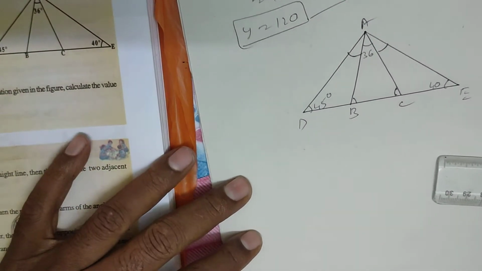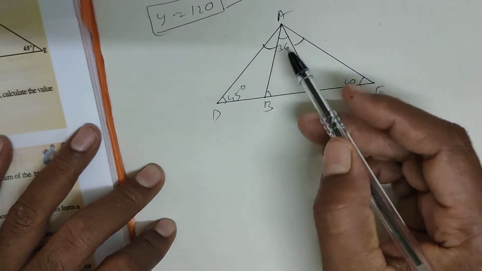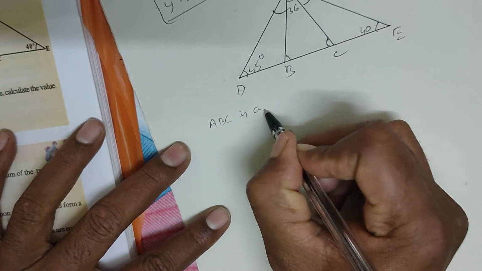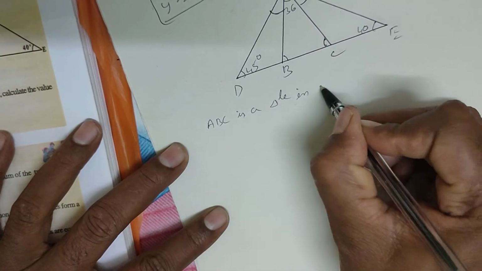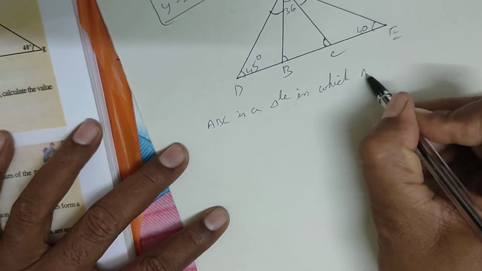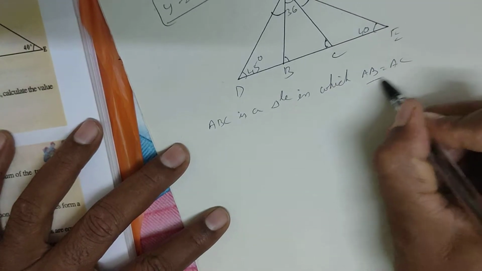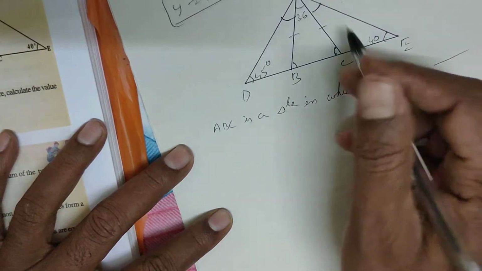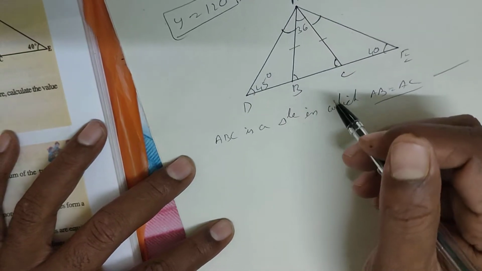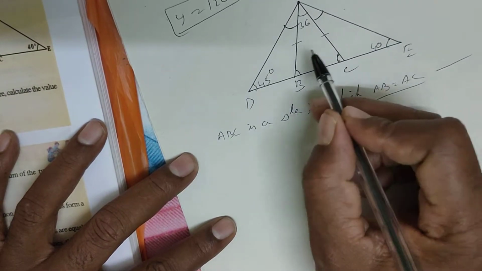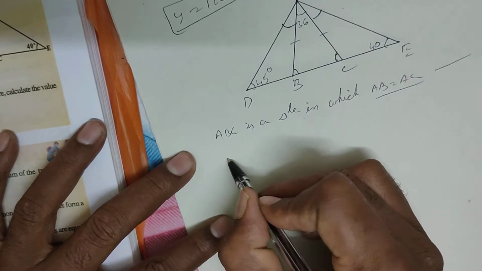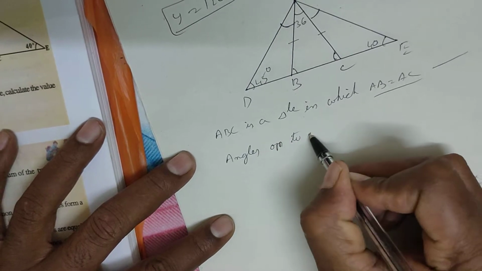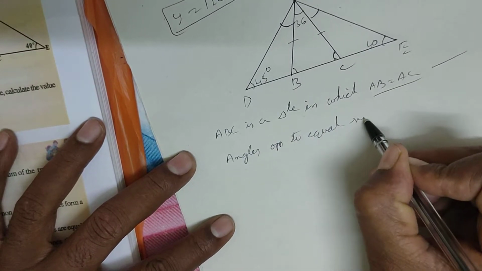Now we'll see it. So the remaining, forget about it. He has given AB is equal to AC. ABC is a triangle in which AB is equal to AC. So in a triangle, if two sides are equal, you can say it is an isosceles triangle. It is an isosceles triangle. So angles opposite to equal sides are equal. You have one theorem: angles opposite to equal sides are equal.